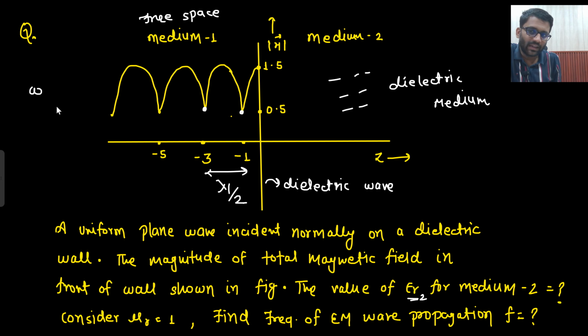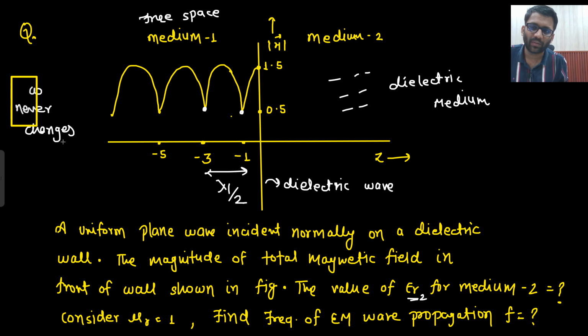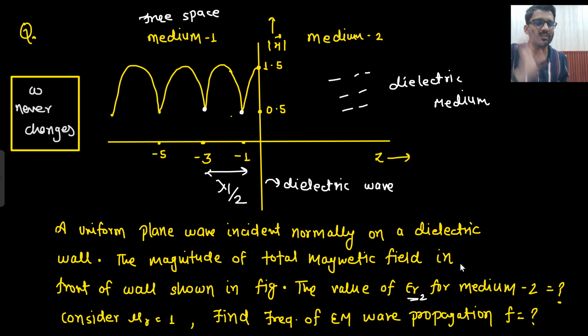Do you remember this thing? I wrote it down as a note. I highlighted it when we were studying the previous lecture. In the previous lecture, what did I say? Omega never changes. So you need to keep in mind that omega, the frequency of EM wave propagation, here and here will be the same.